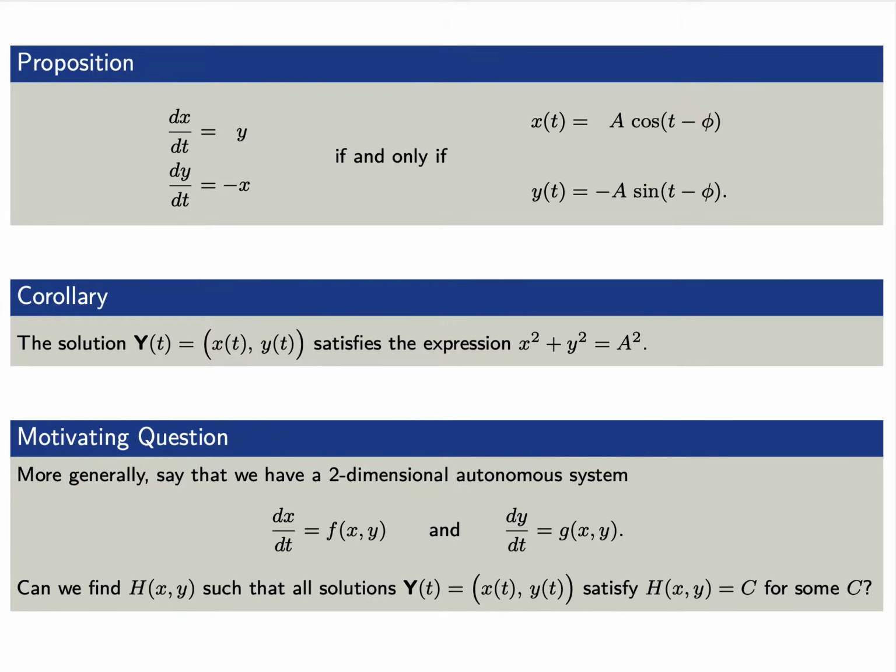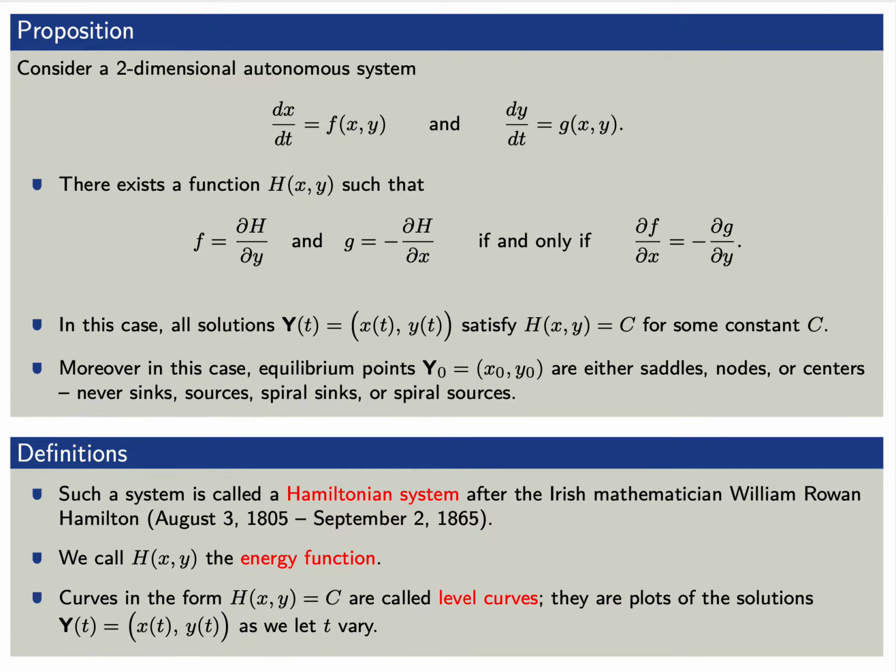More generally, say that we have a two-dimensional autonomous system, dx/dt equals f of x,y, and dy/dt equals g of x,y. Can we find a function H of x,y such that all solutions Y of t satisfy H of x,y equals c for some constant c? We found that in some cases the answer here is yes.